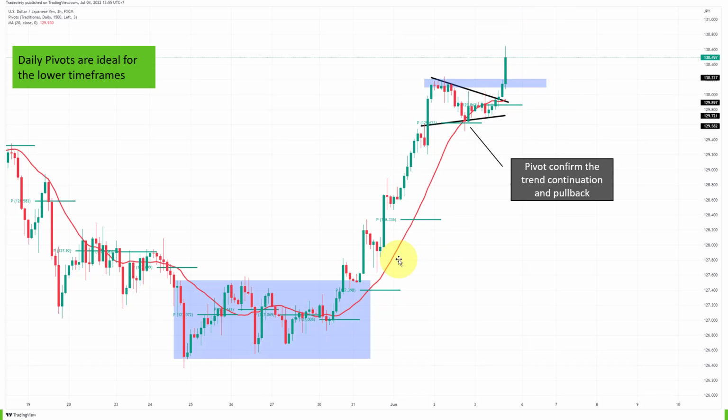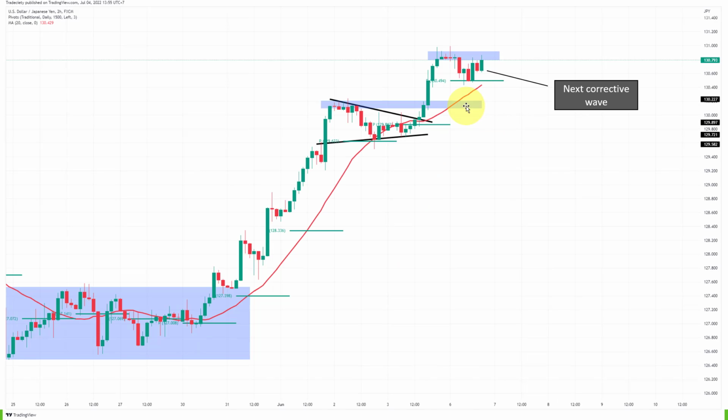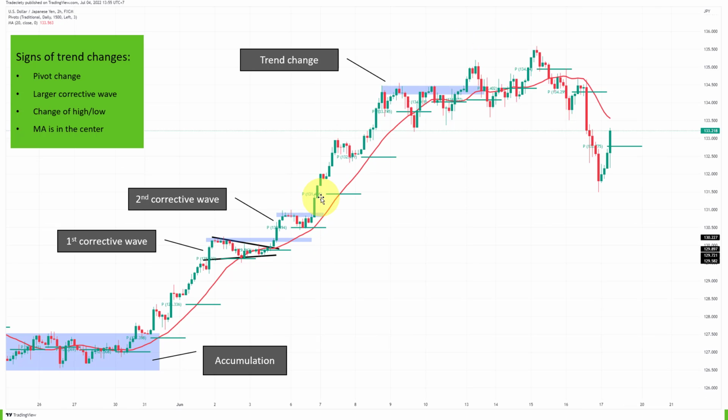We can also add the pivot points, and you can nicely see the market trades above the pivot points. During the pullback, the market retests the pivot point here as support. And then you can see the market pushes higher, makes another small correction. We retest the next pivot point. Another great opportunity to add to your position if the market breaks above it. You can see that's where the second corrective wave happened.